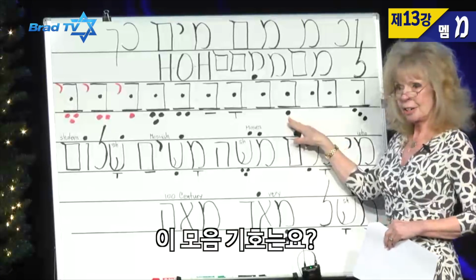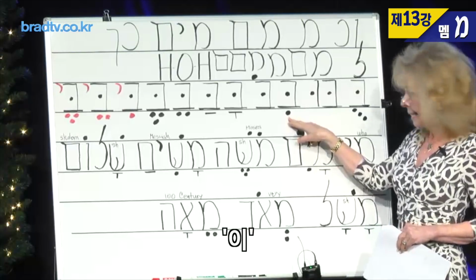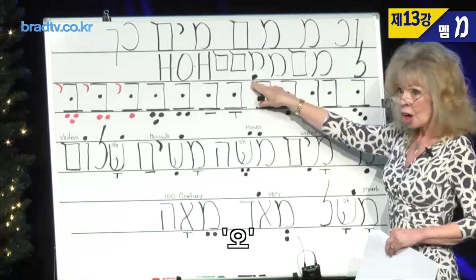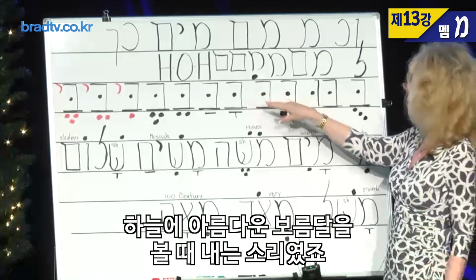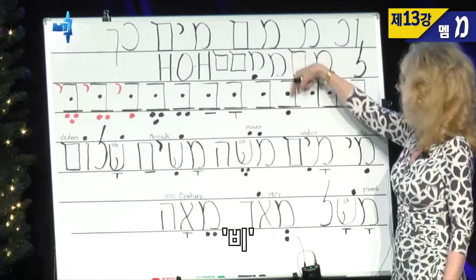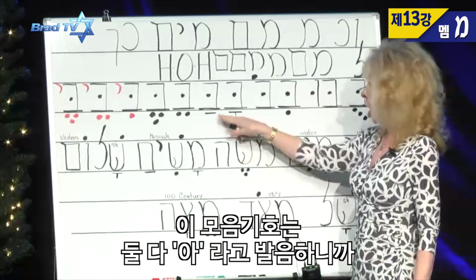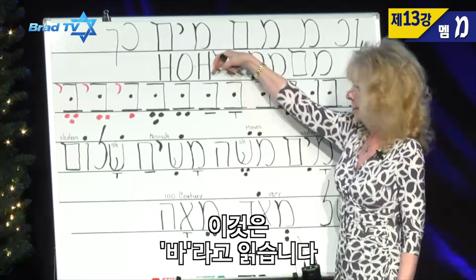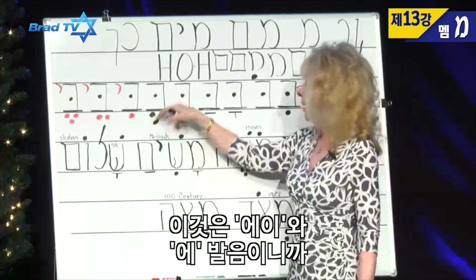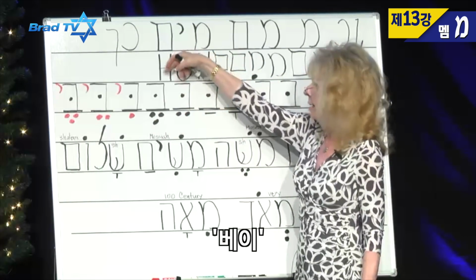This vowel point says E. This one says O, like what you say when you see the beautiful moon in the sky. So this is going to say B. This is going to say bo. And then we have ah, so we're going to have ba, and we're going to have bay.